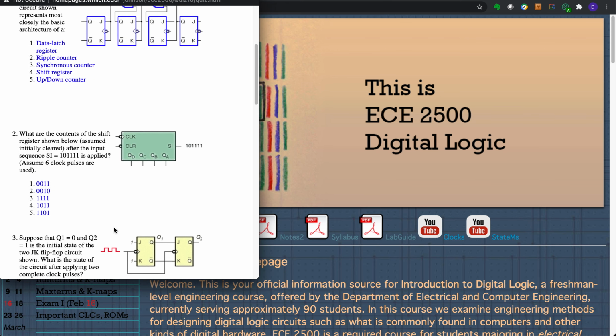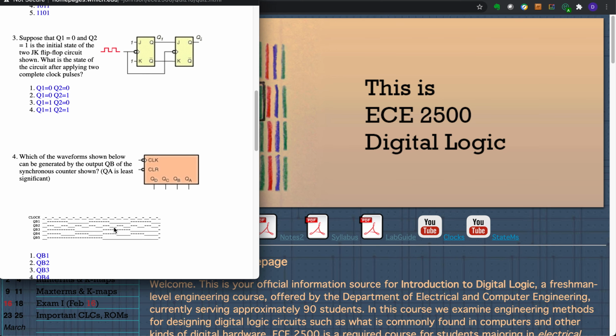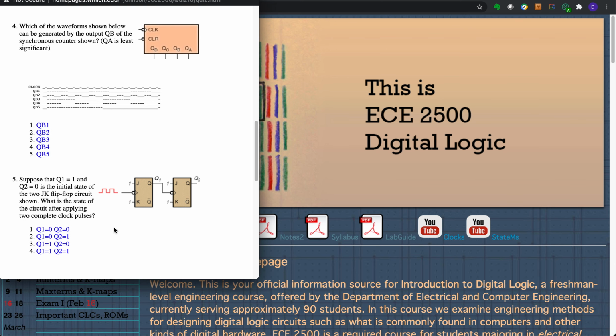Now let's go down to the problem I like to examine, which is question number 4. The question says, which of the waveforms shown down here, and I'll give you a better diagram, is generated by the output QB of this counter? Now let's go take a look at a better version of this so you can see this.